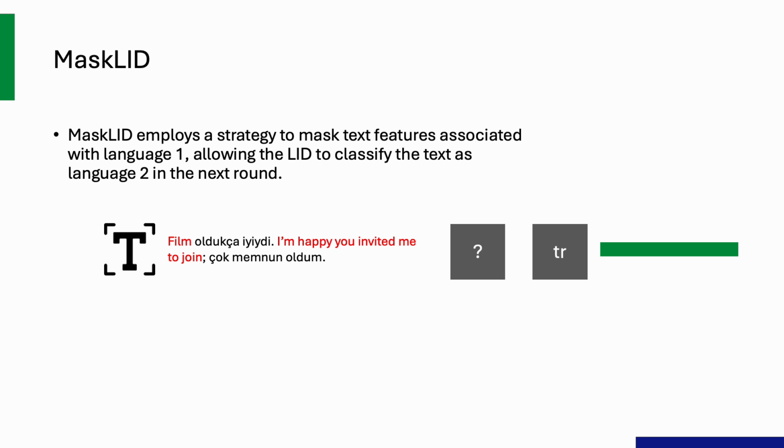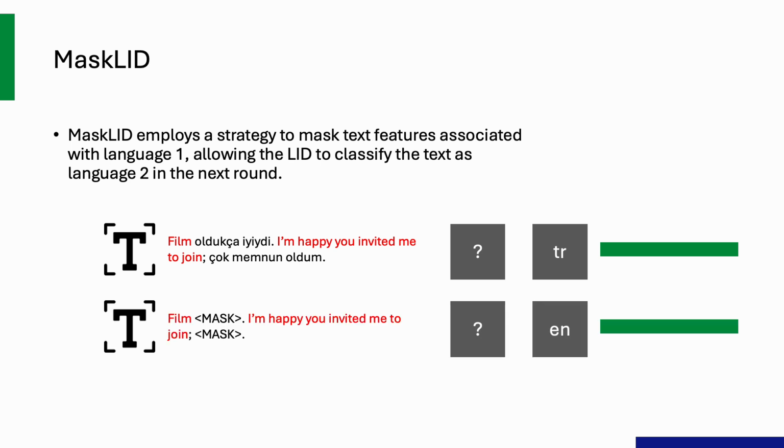MaskLID employs a strategy to mask text features associated with the first language, allowing the LID to classify the text as the second language in the next round. For example, for this code switch sentence, after masking the features associated with the language Turkish, we end up with the second sentence, which gets classified as the English label with high confidence.